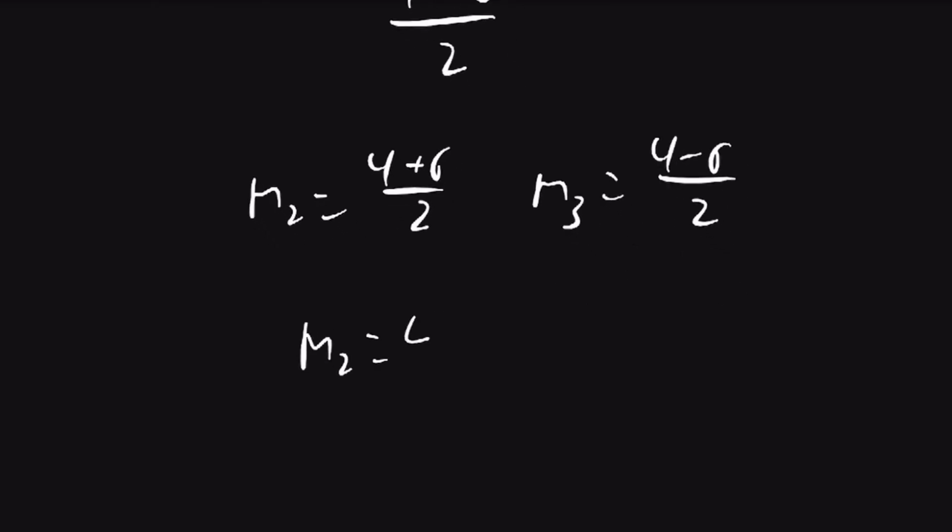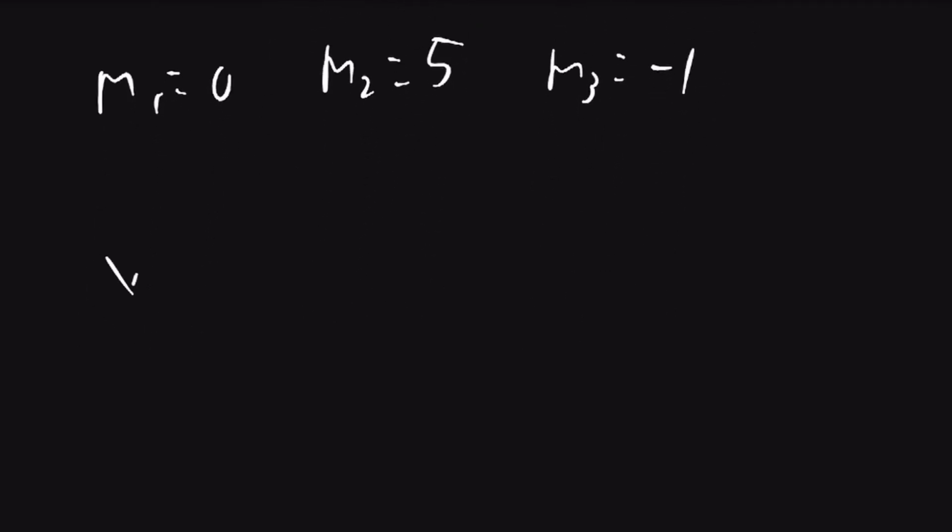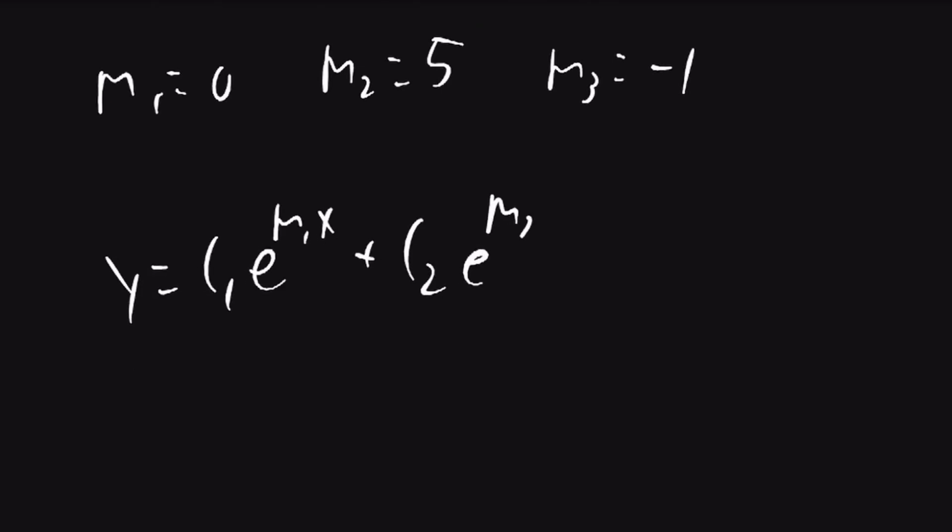m2 will be equal to 5, and m3 will be equal to negative 1. And again, m1 was 0. All three of these roots are different, so y is going to be in the form of c1 times e to the m1x plus c2 times e to the m2x plus c3 times e to the m3x.